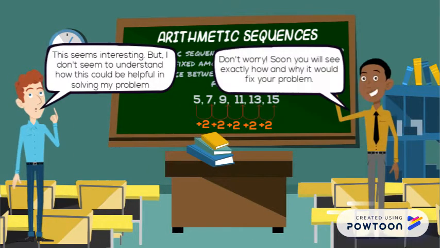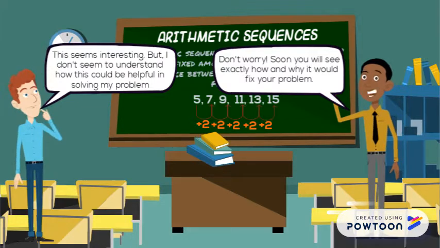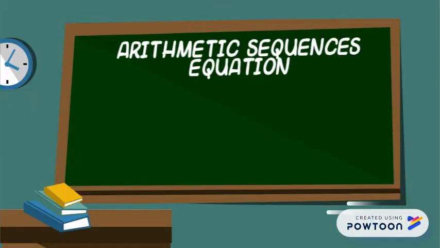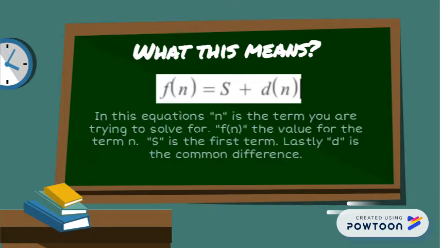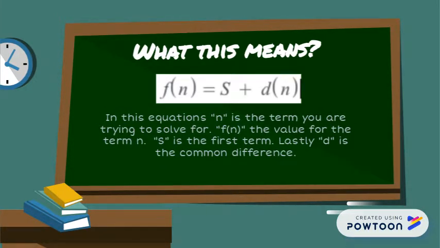Yeah, I can understand why this would be helpful, but I don't understand how this would be helpful in my problem. Don't worry, soon you will see exactly how and why it would fix your problem. The equation of an arithmetic sequence is f of n is equal to s plus d times n. In this equation, n is the term you're trying to solve for. F of n is the value for the term n. S is the first term, and lastly, d is the common difference.